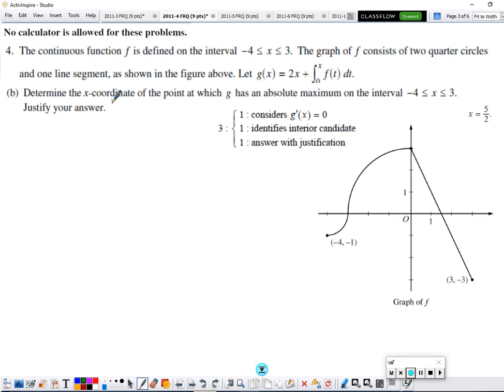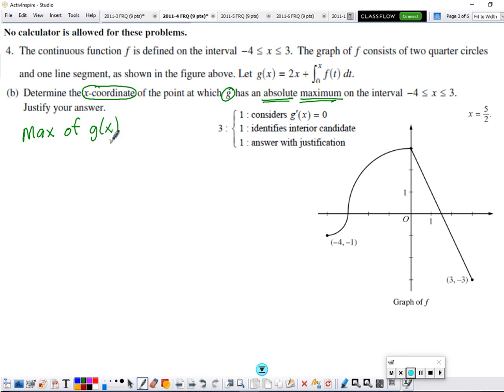It says determine the x-coordinate of the point at which g, okay, looking for an x-coordinate where g has an absolute max on that interval. Justify my answer. So I'm looking for the max of g.